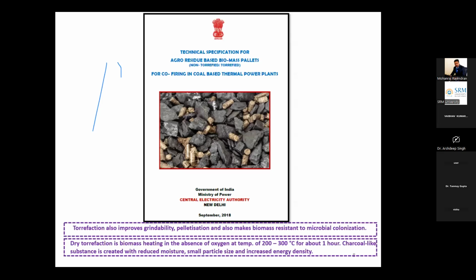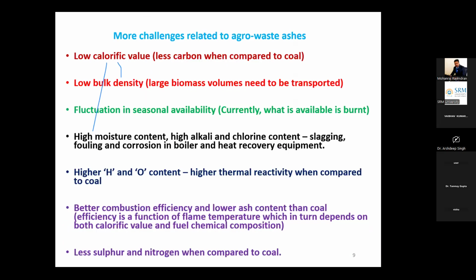So torrefaction basically improves the grindability and pelletization, and also makes biomass resistant to microbial colonization. So what is torrefaction? Basically, it is heating in the absence of oxygen at a temperature of 200 to 300 degrees Celsius for 1 hour. Then a charcoal-like substance is created, which has less moisture content compared to the raw material, and the overall volume of the product is reduced, and further it can be densified.